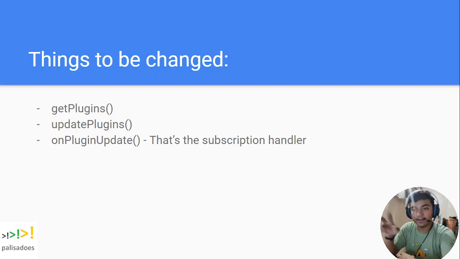Okay, and there is update plugin. Update plugin is a mutation. It enables you to change the plugin data. And then there's on plugin update. On plugin update is a subscription.